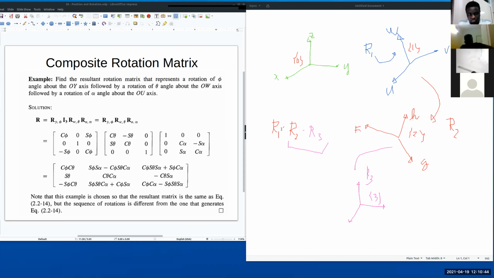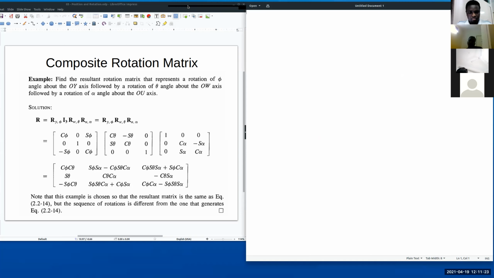What I wanted to emphasize is that the order of multiplication matters. So make sure that you post-multiply according to the order of rotations, and then the pre-multiplication will be determined based on that sequence. I hope it is easier. Let me remove all the annotations. Okay, let's continue.